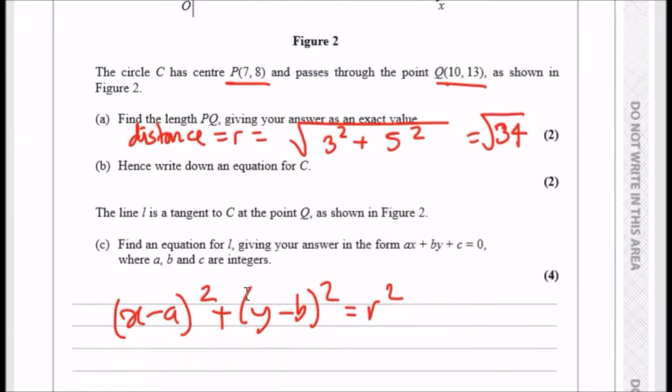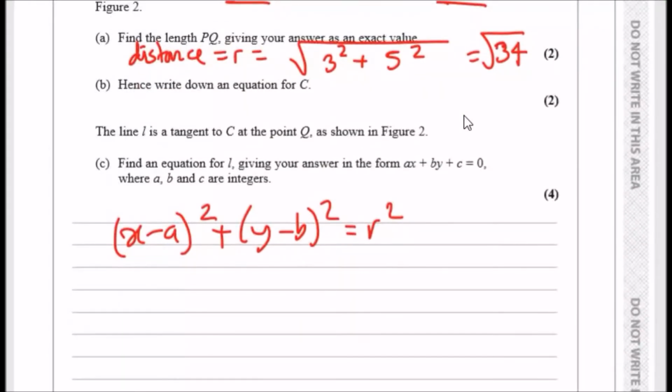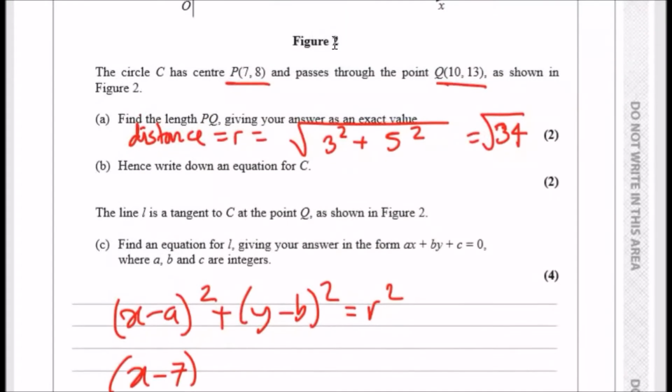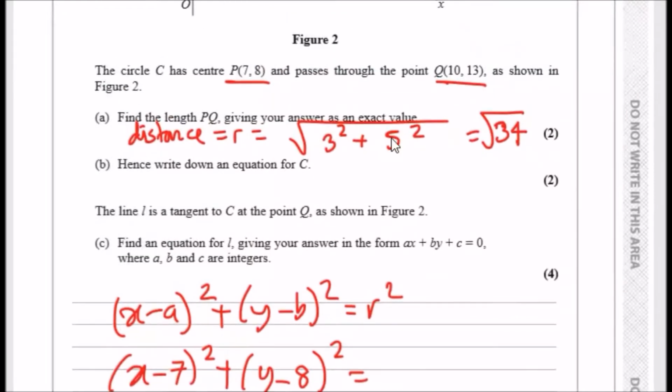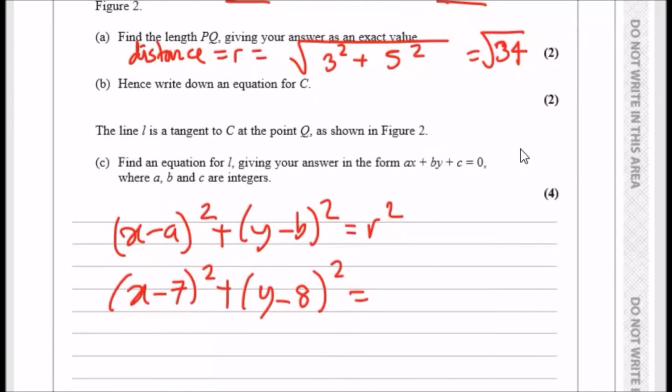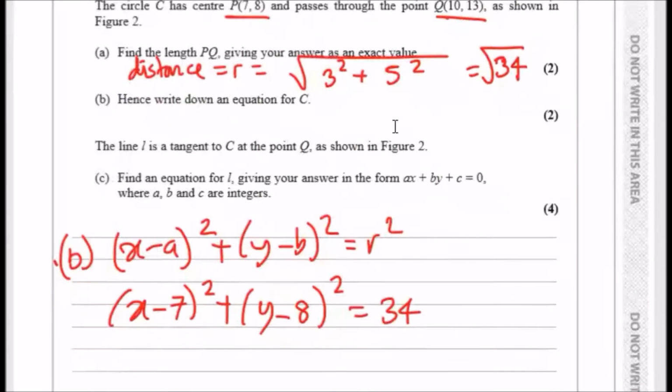Given that we know the center of the circle is (7, 8), we just literally write it down. So it'll be (x minus 7) squared, since 7 is the x value of the center P, plus (y minus 8) squared, and all of this must equal r squared. Since r is root 34, r squared is just 34 without the root. Not bad. Very easy.